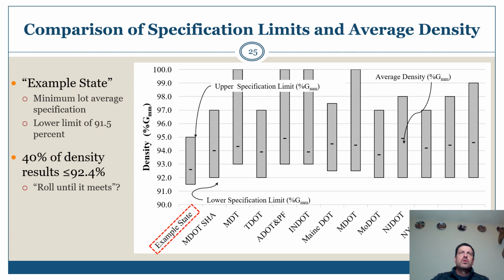Now this slide shows a combination of things. We've got lower and upper specification limits and average density achieved, for the same states with the example state added. What we see here is that the states with the higher lower spec limits, between 92 and 93%, on average are right in that 94% range. Again, the example state averaged 92.4, and over 40% of the density test results were below 92%.